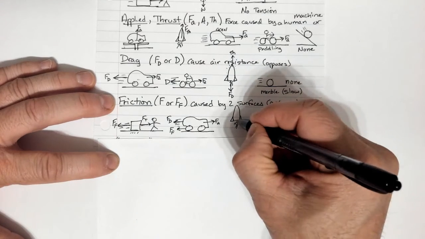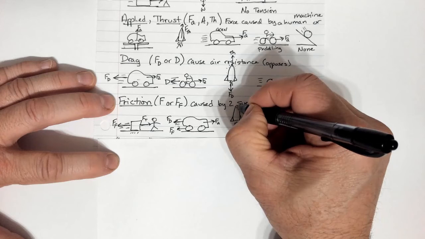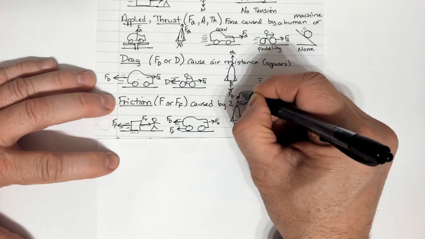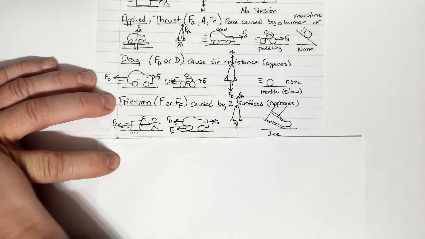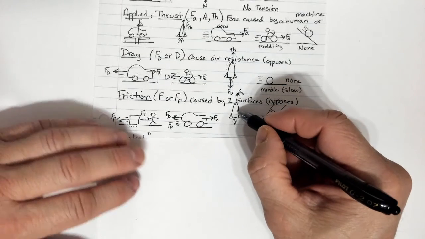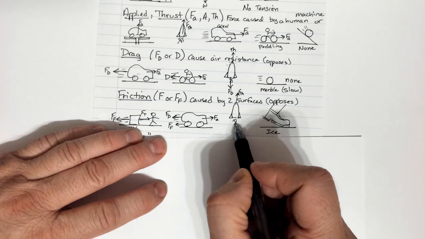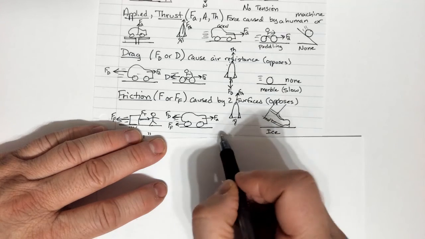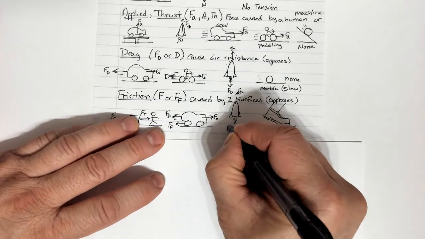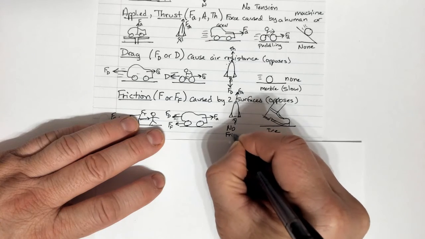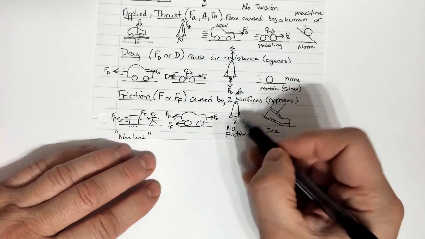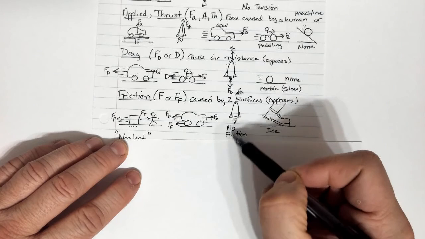Here we have a rocket that is applying a thrust upward, force of thrust. It might be experiencing drag, but since there are no two surfaces touching, it's not touching another hard surface, there is no friction. Okay? So be careful. There may be drag, but there is no friction.